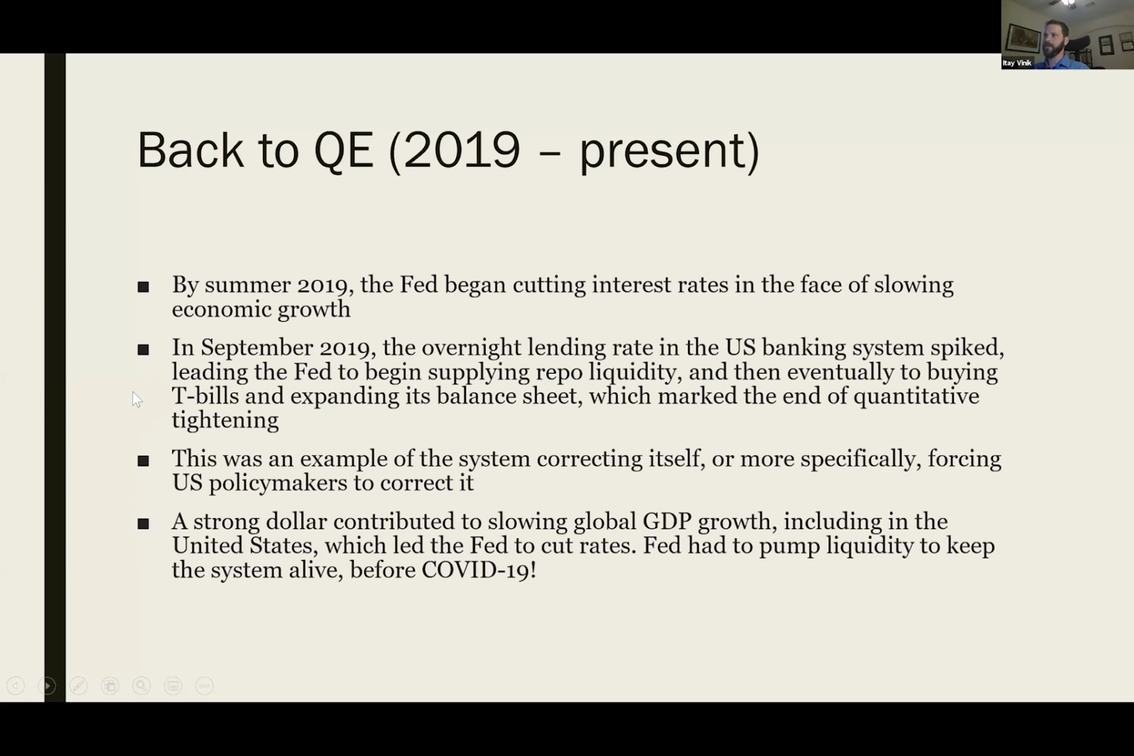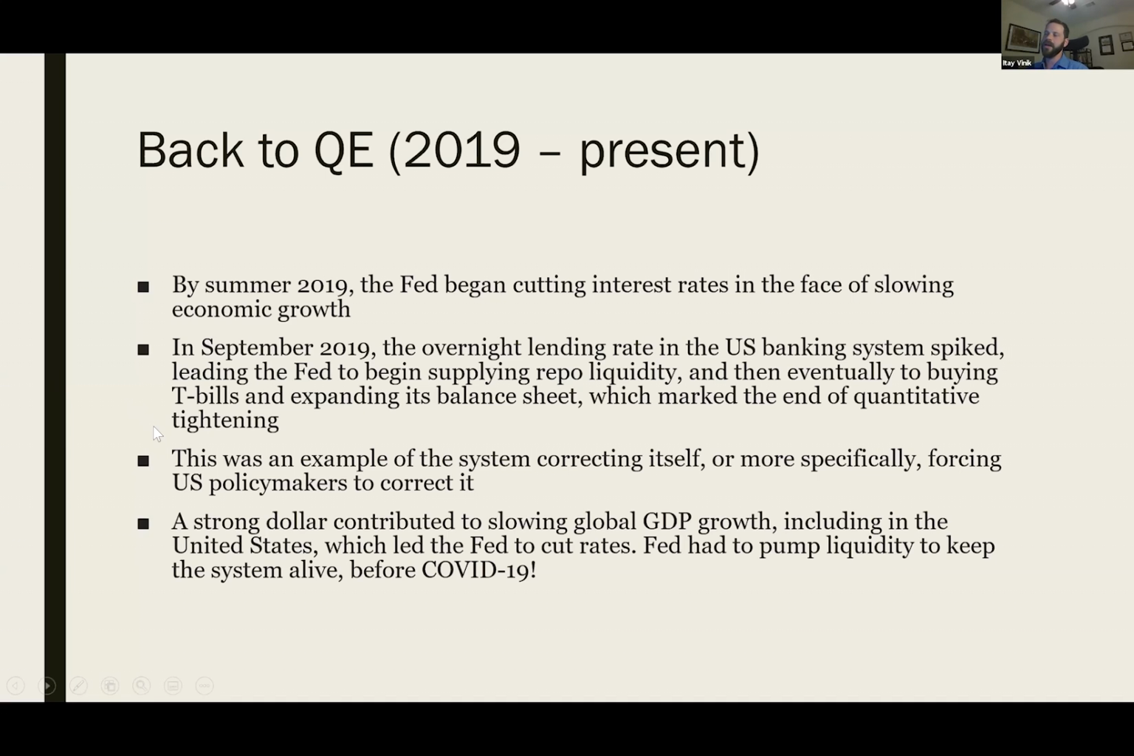So the Fed goes back to QE around 2019 in midsummer. They actually didn't say that they're doing QE directly, but their actions were very similar to QE. So in September, this is a pretty big deal. The overnight lending crisis spiked massively, and the Fed had to supply repo liquidity. So it's repurchase agreements. A lot of companies don't hold actual cash, they hold T-bills, and they require lending against those T-bills for overnight liquidity purposes. And those markets were freezing significantly.